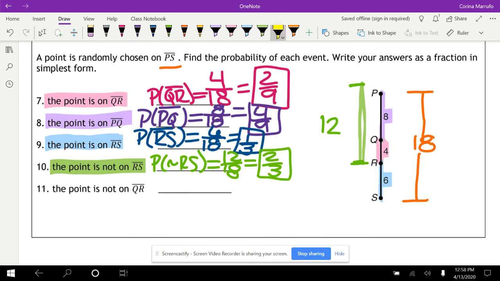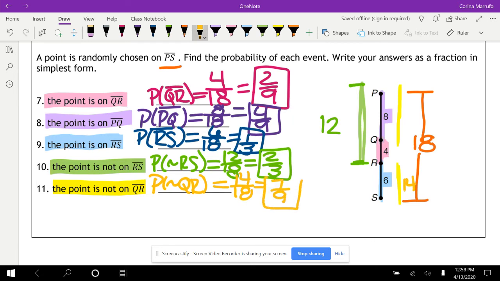The next section tells us what is the probability of not landing on QR. So here is section QR. So we're not looking for QR, we're looking for not on QR. So it'll be either from here to here or from here to here. Okay, so if we add those two together, 8 plus 6 gives us 14. So I'm just going to write it out here to the side. So the probability of not landing on QR would be 14 over 18. If we reduce that, that gives us 7 over 9.